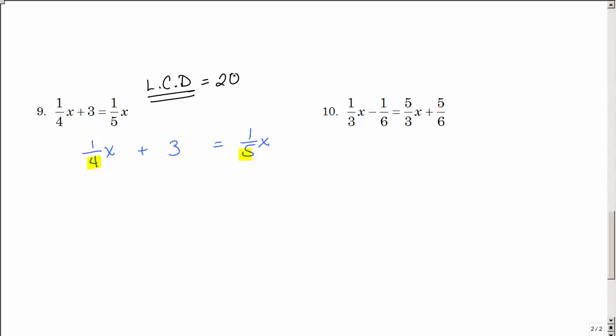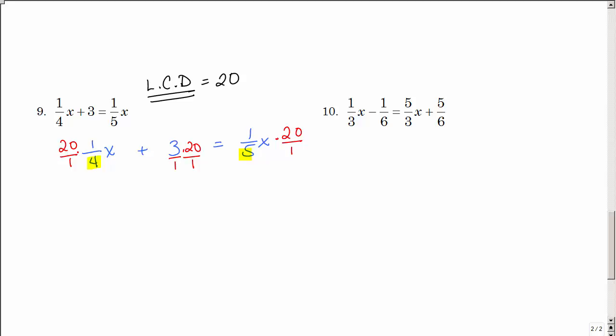So what can you do? You can multiply every term by 20. Every term by 20. But you say, ooh, I don't want to multiply that 3 times 20. I'm going to get a big old number. Yeah, but in that equation, I have to keep everything equal, so I have to multiply everything by the same number.